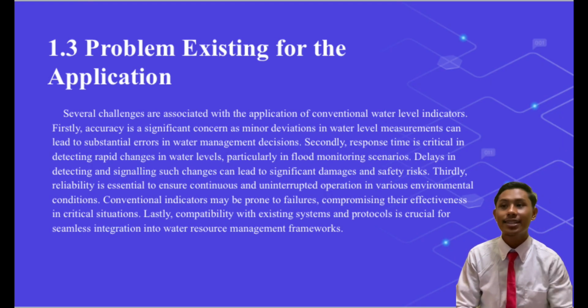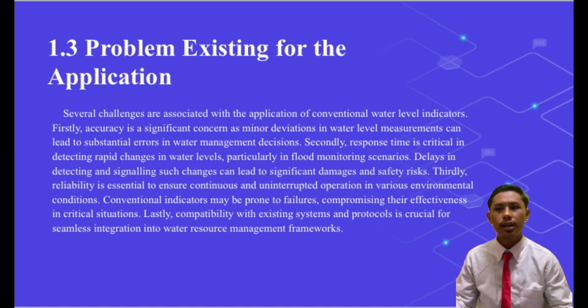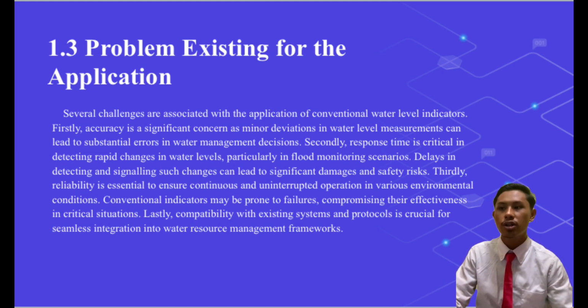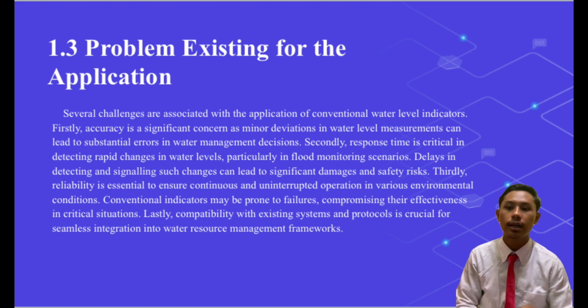So, for the problems existing for the application, several challenges are associated with the application of conventional water level indicators. Firstly, accuracy is a significant concern as minor deviation in water level measurement can lead to substantial errors in water management decisions. Secondly, response time is critical in detecting rapid changes in water level, particularly in flood monitoring scenarios. Delays in detecting and signaling such changes can lead to significant damage and safety risks.